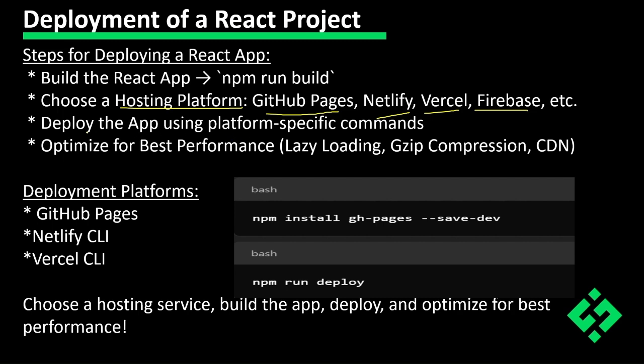Now, we deploy the app using platform specific commands. For example, if you are using GitHub Pages, these are the kinds of commands you are going to give in the bash. And you can do it in Netlify, you can do it in Vercel. So choosing a hosting service, building the app, deploying it, and optimizing the performance is the core motive of making any application, making it a single page application, making it interactive. All of these functionalities are the needs of any web application in modern times.